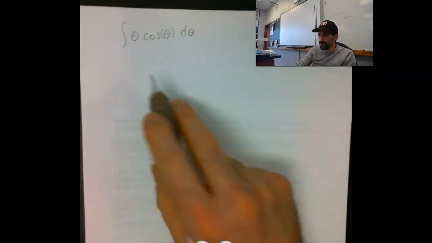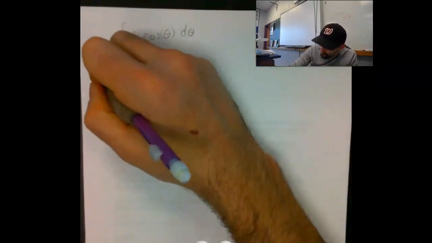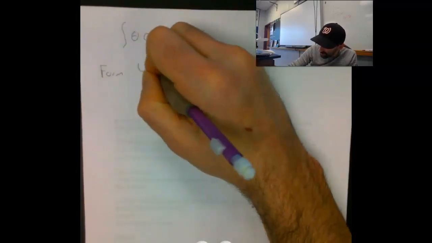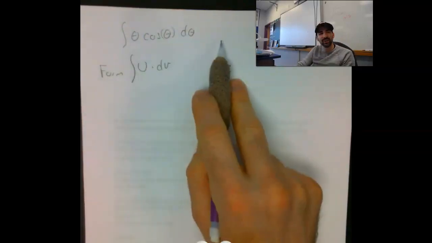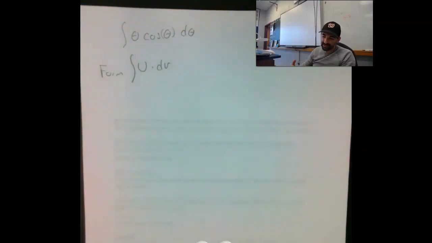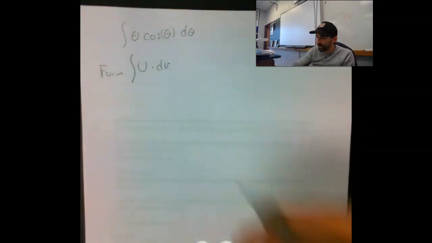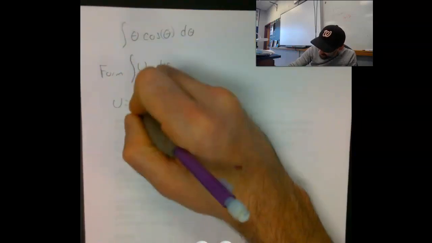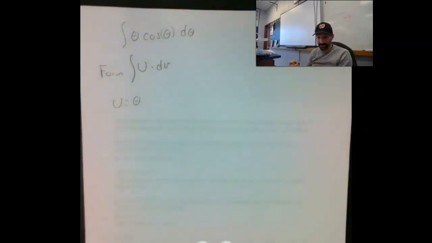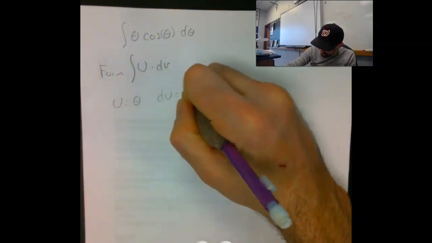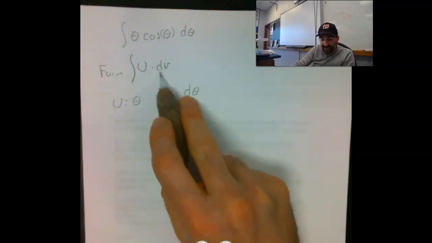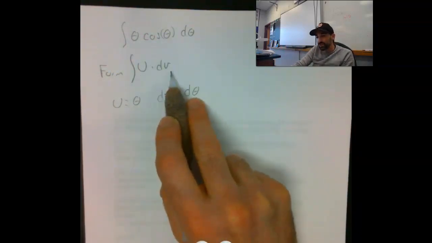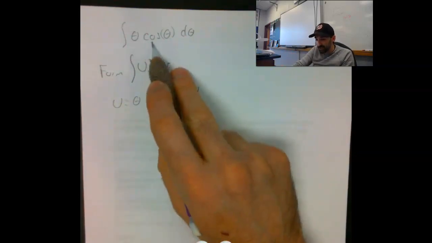What do I mean by u dv? Well, I'm going to look at this in the form of a u dv antiderivative. Just like u substitution, I need to set up what u is, what v is, what du is, and what dv is. So how do I do that? Looking at this, I know u is equal to theta. That's simple, because if u is equal to theta, du must be equal to d theta. Remember, antiderivatives are undoing derivatives, so the dv in this case has to be cosine theta.